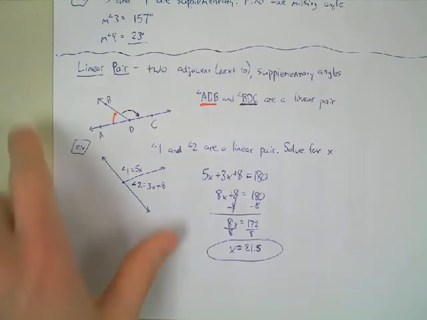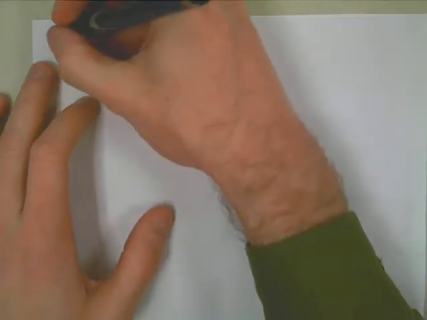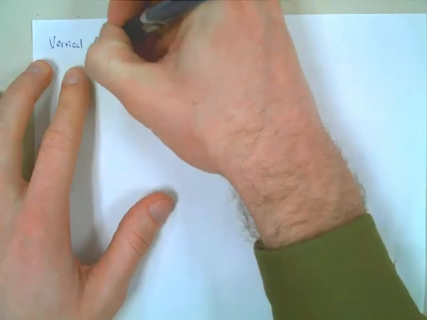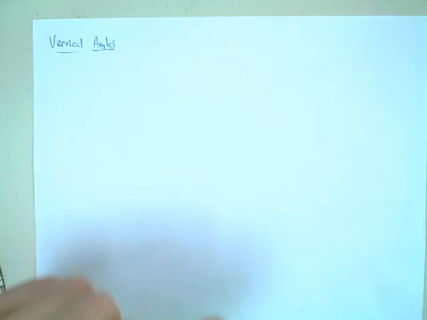All right. The next angle relationship we're going to look at is vertical angles. We talked about complementary angles, two angles that add up to 90 degrees. We talked about supplementary angles, two angles that add up to 180 degrees. We talked about linear pair, two adjacent, next to, angles that add up to 180 degrees, or supplementary. Now we're talking about vertical angles.